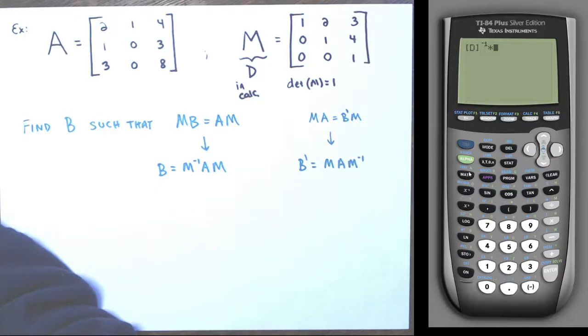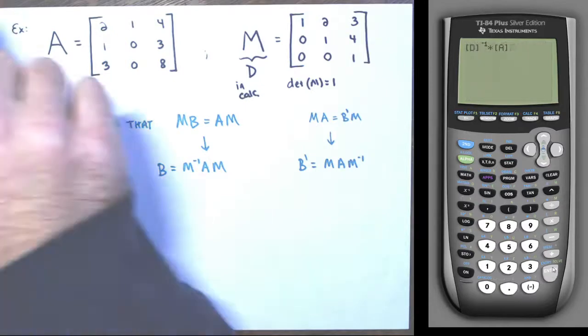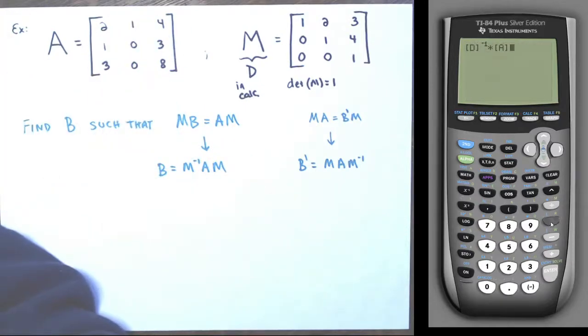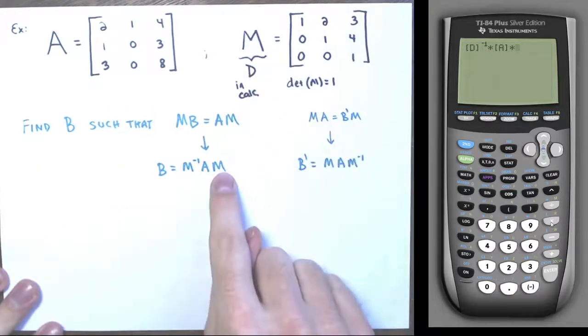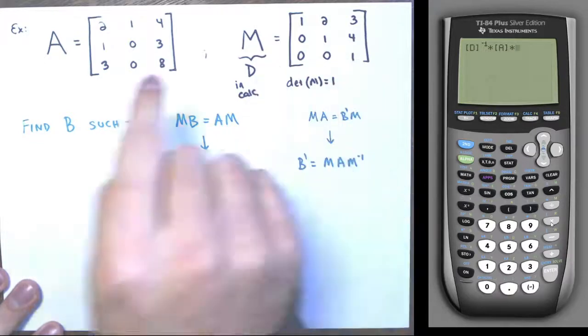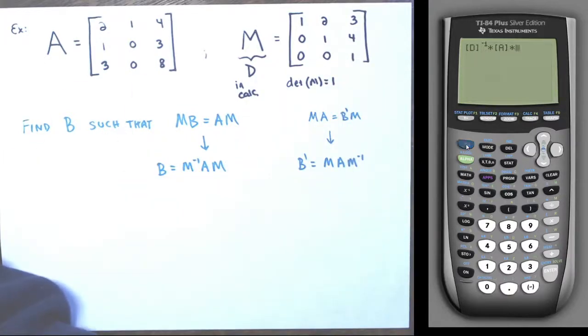times matrix A. So back to the matrix menu. Matrix A is this 2, 1, 4, 1, 0, 3, 3, 0, 8 matrix, times, and then matrix D is again matrix M. All right, so the matrix with 1, 2, 3, 0, 1, 4, 0, 0, 1, I called matrix D in the calculator. All right. So it's taken its sweet time. Okay, so there's D inverse times A times D, gives me this matrix here.